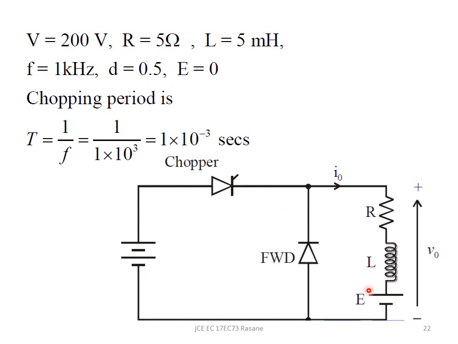And E is 0. So let's find the chopping period first. Normally this is the first step that we do in any chopper problem. If the time period is not known and frequency is given, then you calculate the time period and get off with it. So 1 upon 1 kilohertz, so it becomes 1 millisecond.